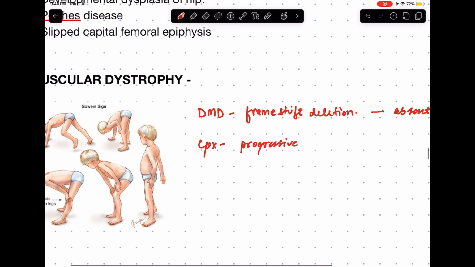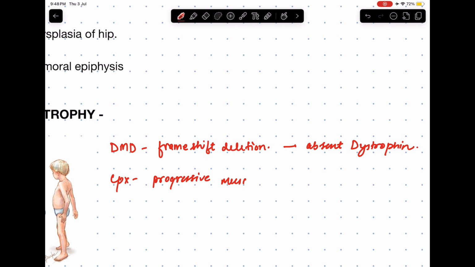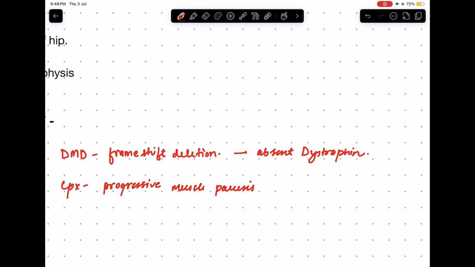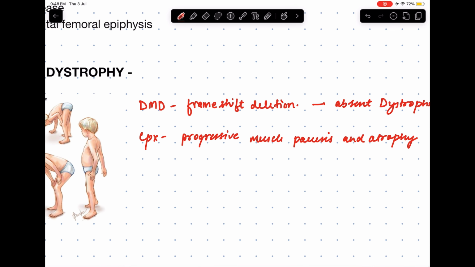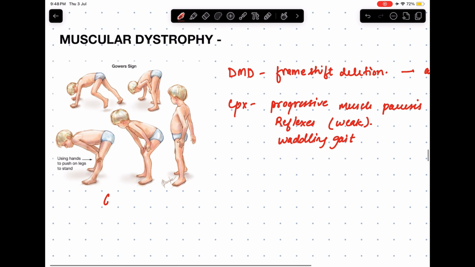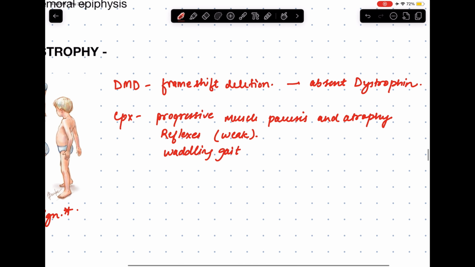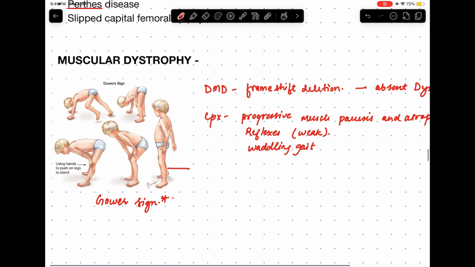When we are talking about the clinical presentation of the patient, there would be progressive muscle paresis and atrophy. Also there would be weak reflexes, there would be waddling gait, and Gower maneuver would be there, which is a 3 to 4 step process by which a kid gets up. Pseudohypertrophy can be seen. Now looking at the cardiac and respiratory muscle involvement, there could be dilated cardiomyopathy, and it is the most common cause of death in children with Duchenne muscular dystrophy, and mental retardation is also common.